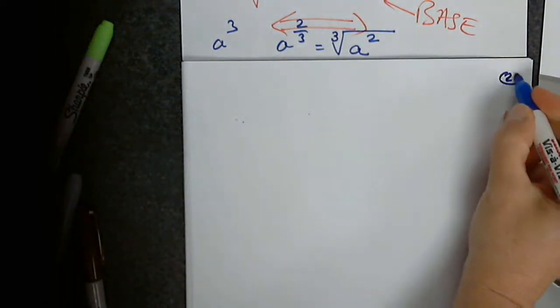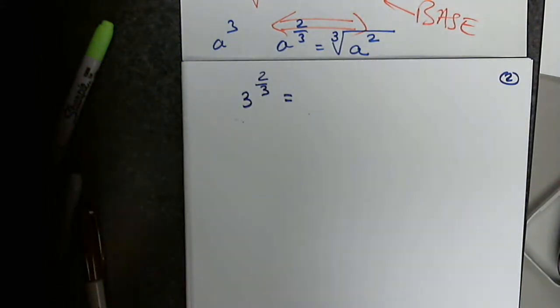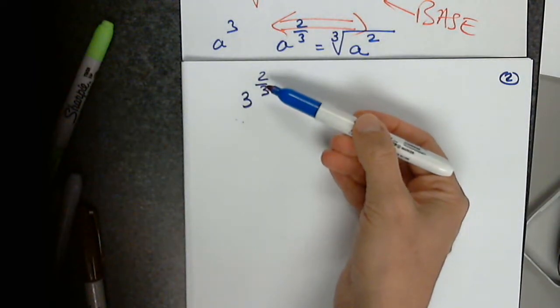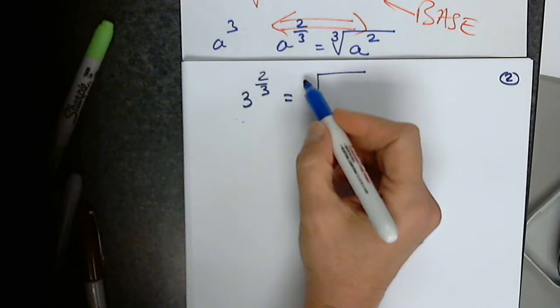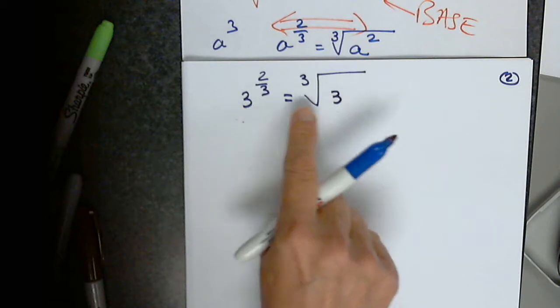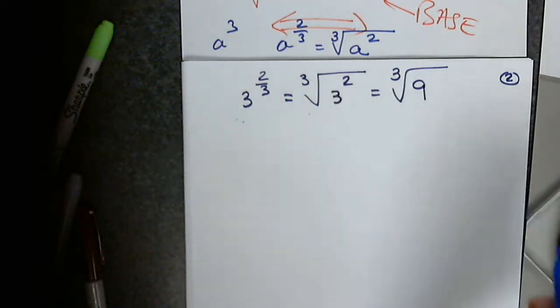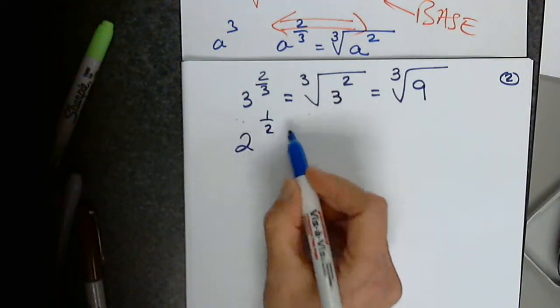So we have 3 raised to 2/3. How do I change this? First of all, is it a radical? The answer is yes, because the exponent is a fraction. That's why this is a radical. So I have an index, and I have a radicand. What is the index? 3. So what is inside, or the radicand? Base 3 squared. Very good. So this will be the cube root of 9. Perfect. What about 2 raised to 1/2?